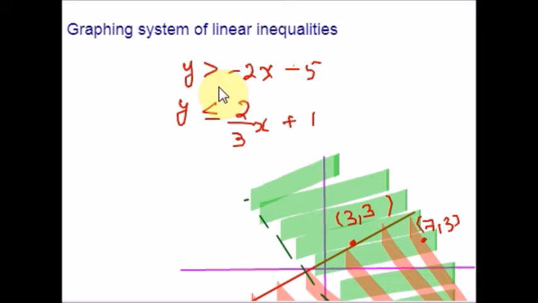So if it is greater than, you have to shade the above region. Less than means below region. The overlap region is considered as the solution set. You may also get a horizontal line or a vertical line also.